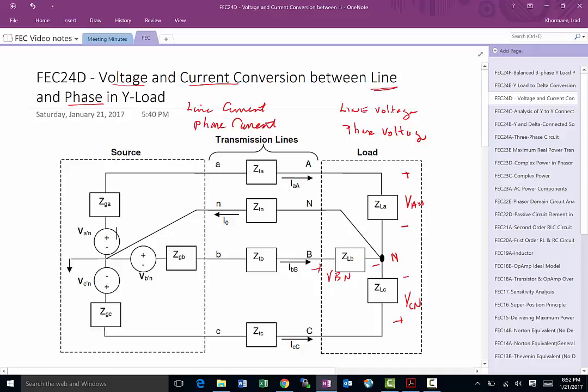Now, line voltage, on the other hand, would be from this line to this line. Of course, neutral we don't go to. So it's going to be from A to B, that's one line voltage. A to C, another one. B to C, another one.